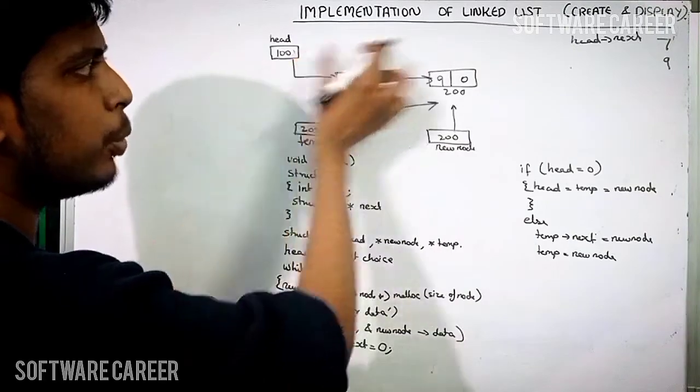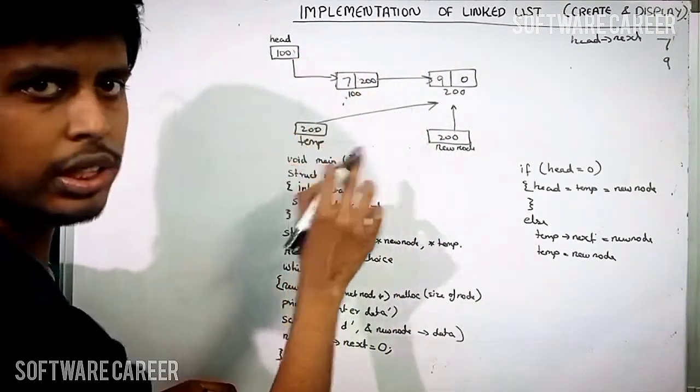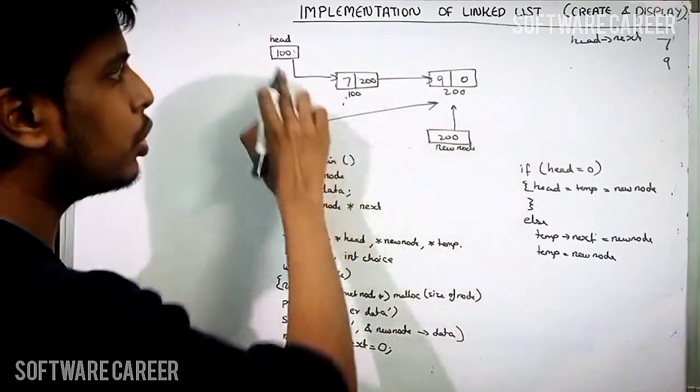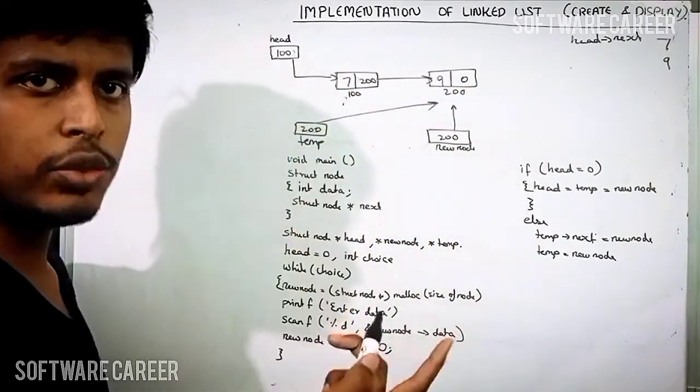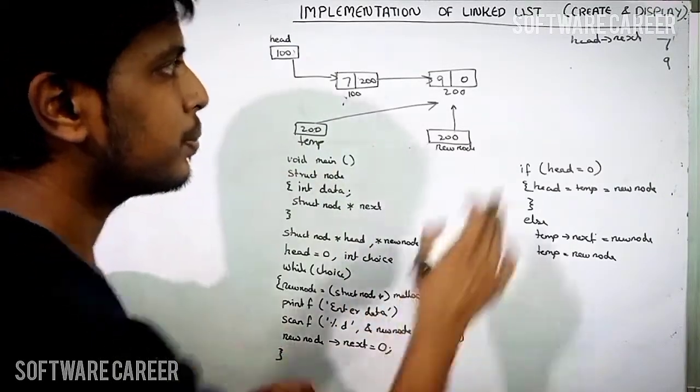You can't move the head pointer to next node, because head is a pointer which stores only the address of first node. It can't store the address of second node. So you can't move head. So that's why I am creating one more variable pointer called temp. That's the case. Now see.